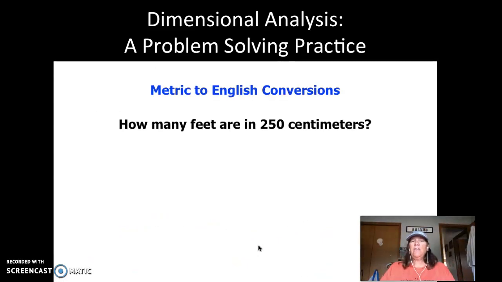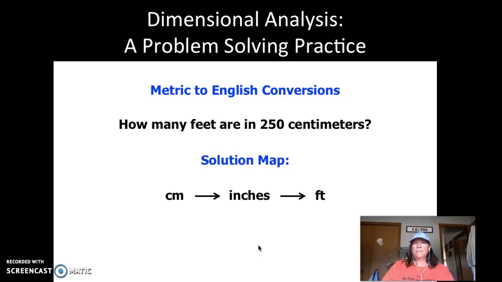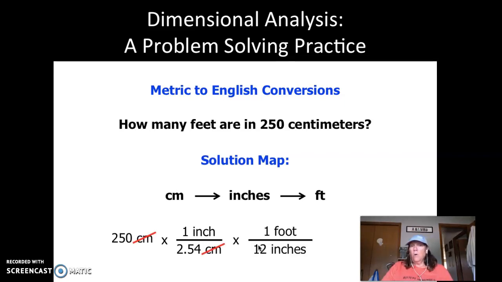Okay, how many feet in 250 centimeters? Well, centimeters to inches to feet. So again, it's going to take more than 1. So I take what I know, 250 centimeters, 1 inch on top, 2.54 centimeters on the bottom. That's a common conversion. Okay. Now I got rid of centimeters, I got inches. Now I can change inches to feet because I know there's 12 inches in a foot. And again, inches are going to cancel out and feet are left over.